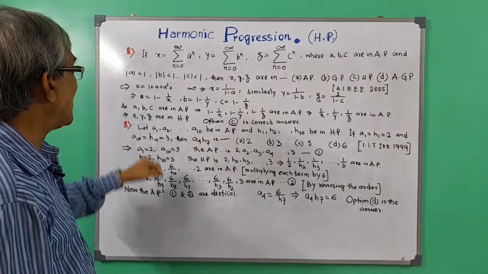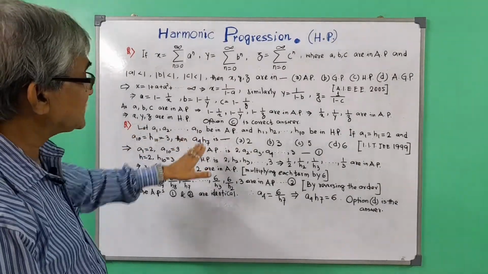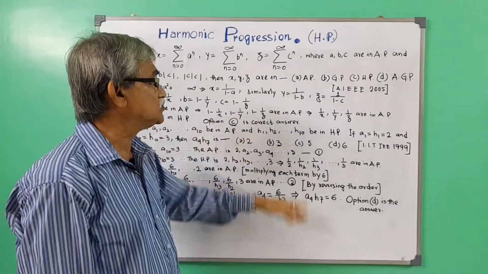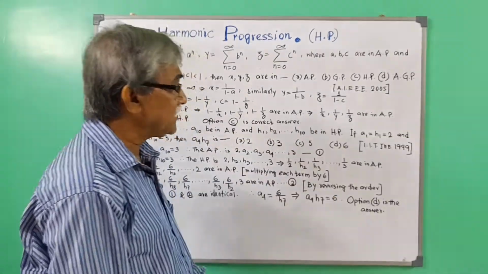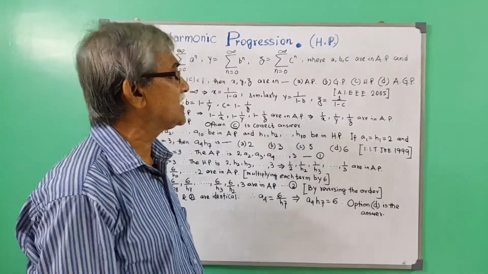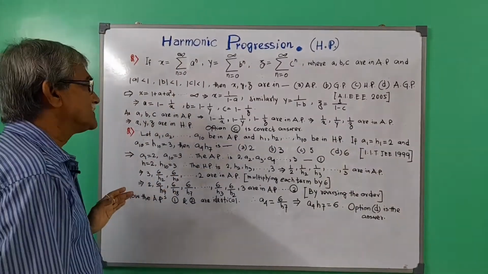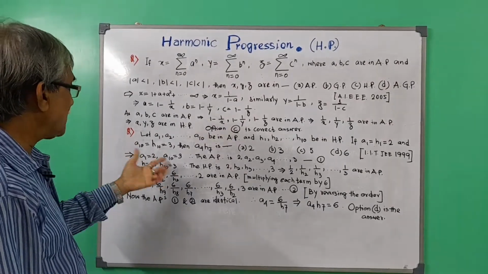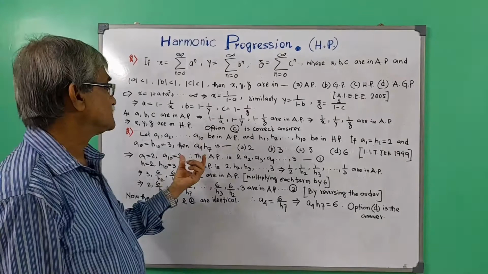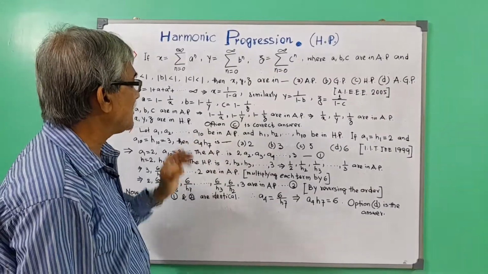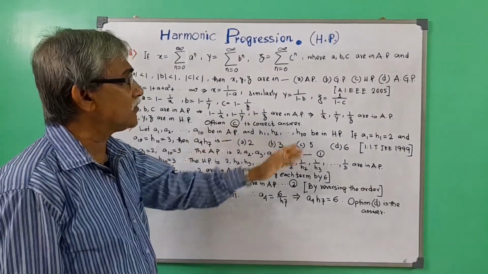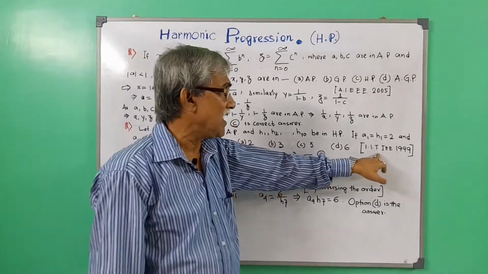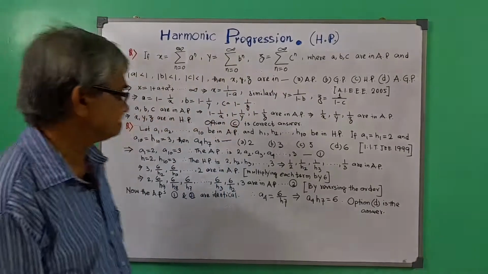And another sum: let A1, A2 up to A10 be in AP. These are the 10 terms. And H1, H2 up to H10 be in HP. Given A1 is equal to H1 is equal to 2, that is the first term of the progressions, and the final terms, A10 and H10, are equal and equal to 3. Then you have to find the value of A4 into H7, and there are 4 options given. Apparently, it looks something different. This was set in the year 1999 IIT JEE.